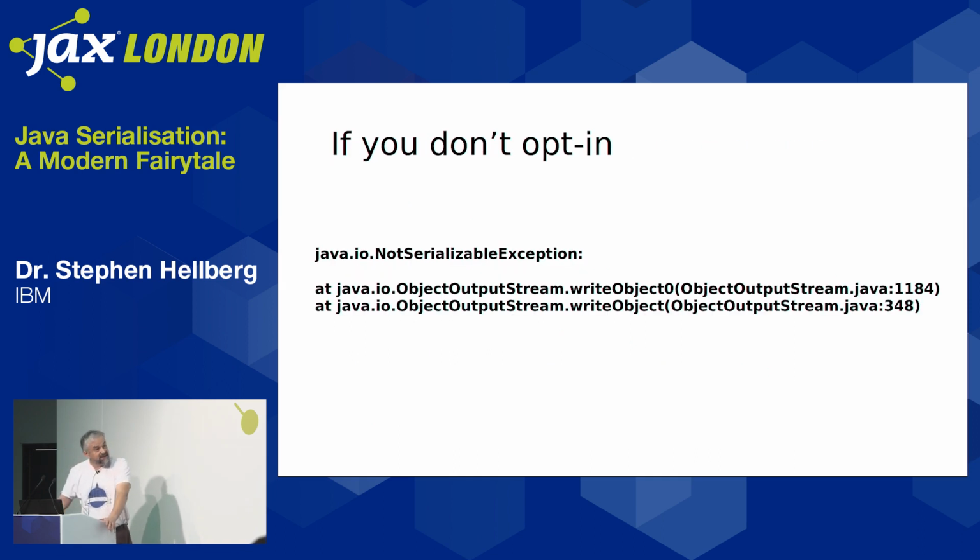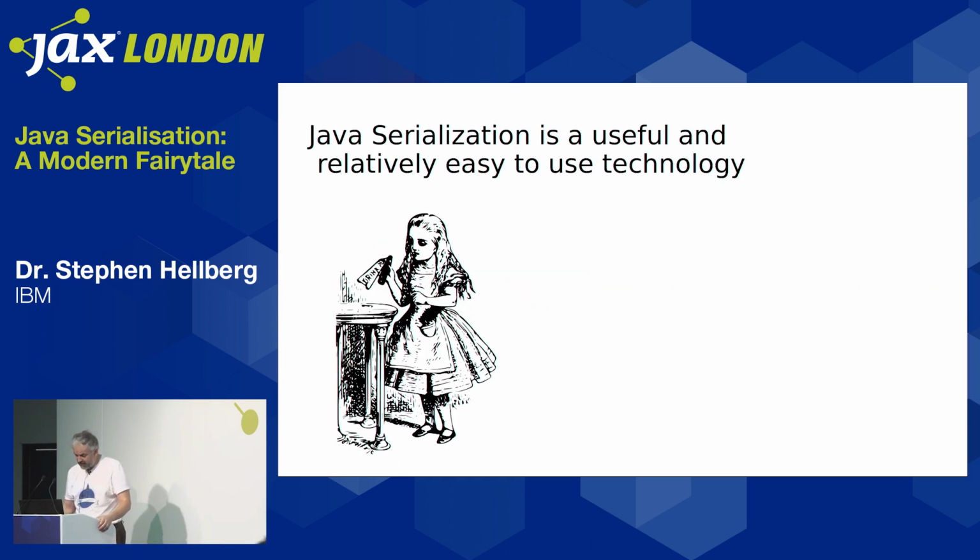And if you attempt to serialize something which hasn't got that marker interface set on it, the system's going to turn around and say, no, you're not playing. So on the face of it, it looks pretty good. It's useful. It does what it says on the tin. It's easy to use. So what's the problem?